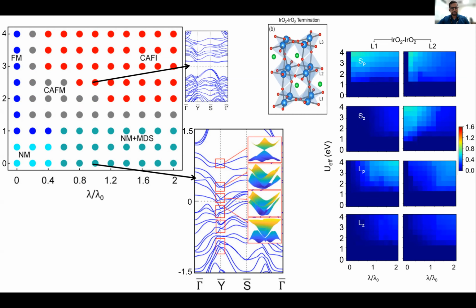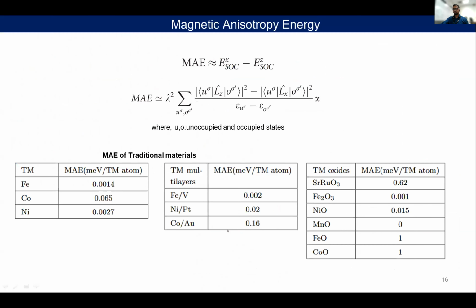Just 20 seconds. So we get all metallic phases. But in the case of symmetric termination, we get a very non-trivial quantum phase, which is a non-magnetic multiple Dirac state phase. We get multiple Dirac states in the vicinity of the Fermi level.